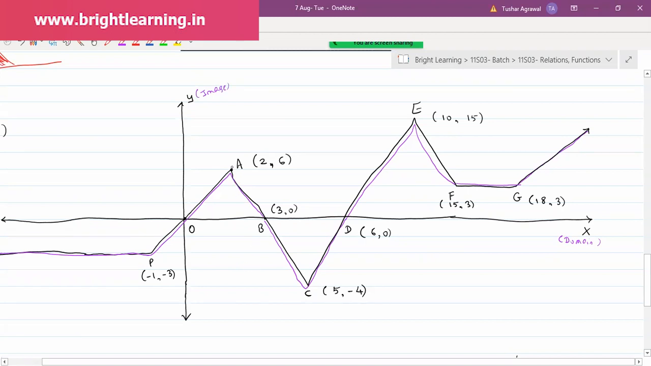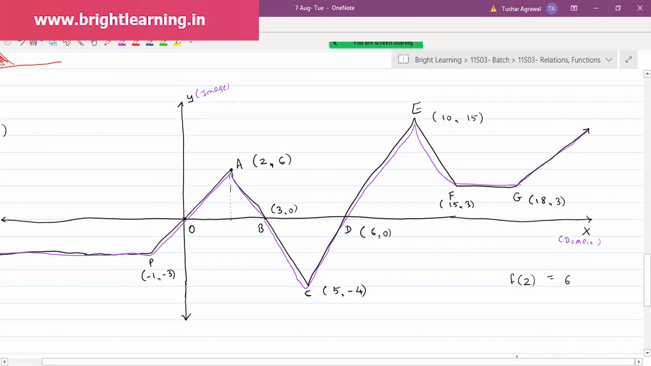So when I'm talking about the graph of my mapping passing through the point (2, 6), or in other words, the better language would be that (2, 6) lies on my graph, what do you interpret? This 2 is the x coordinate. So you will say that 2 is in my domain, and the image of 2 is equal to 6.